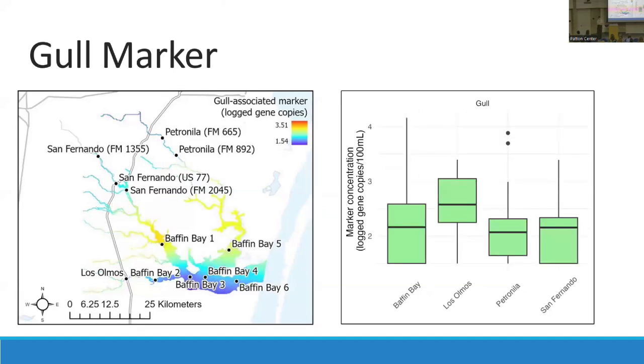For the gull marker, it really lights up. We've got lots of orange, lots of red, but this is more in the Bay and in Los Olmos than it is in San Fernando and Petronila. So take a look here. There's Bay Site 1, Bay Site 5. I think of these as like the arms of Baffin Bay. To me, it's like the 3 arms with the 3 tributaries leading in. But it's not so high in Petronila and San Fernando in the northern parts.